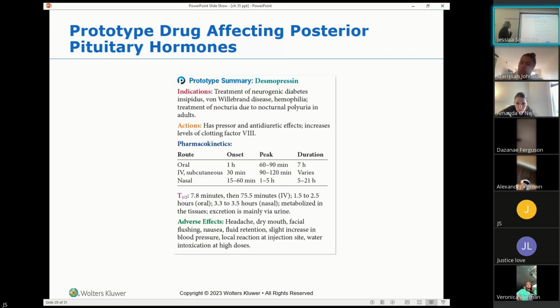The adverse effects include headache, dry mouth, facial flushing, nausea, fluid retention, a slight increase in blood pressure. So with desmopressin, it says a slight increase in blood pressure. With vasopressin, it would be very much of an increase in blood pressure, which is why it's used as a pressor in critical care. Local reaction at the injection site, water intoxication at high doses.